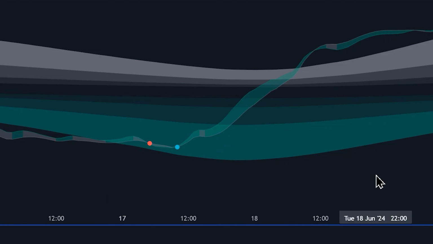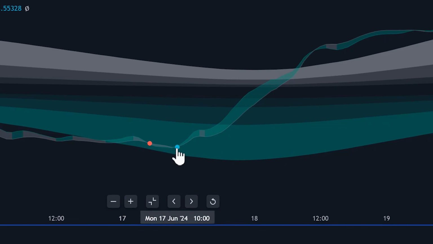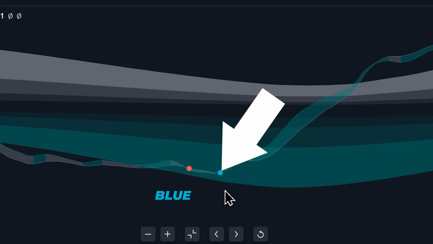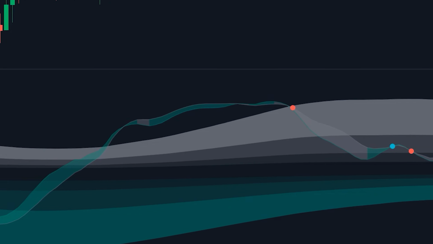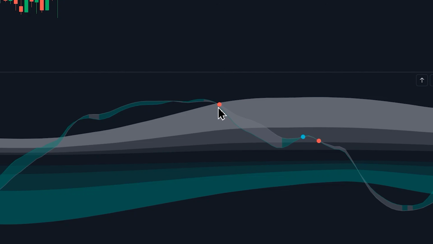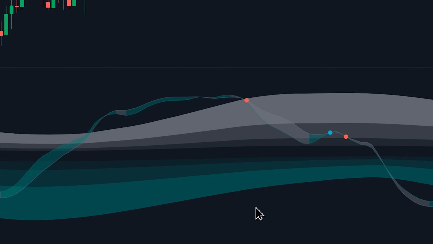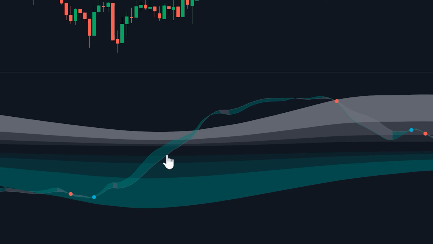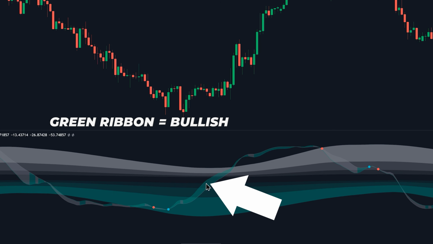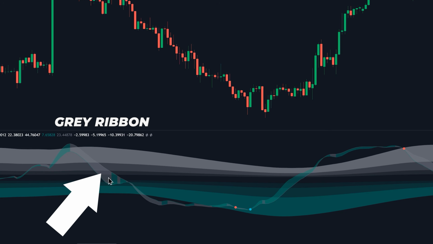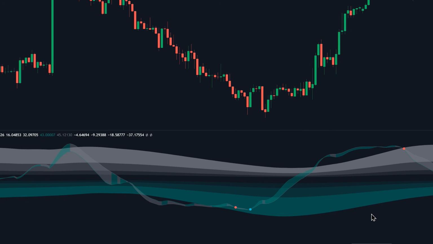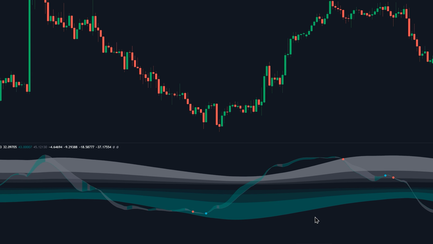A buy signal is going to be triggered whenever a fast line crosses above the slow line. This is indicated by a blue dot on the ribbon. Conversely, a red dot signifies a sell signal, which occurs when the fast line crosses below the slow line. Additionally, this ribbon changes color to indicate the overall trend of the market. A green ribbon indicates a bullish trend, and a gray ribbon indicates a bearish trend. This visual representation makes it easier to interpret market conditions at a glance.